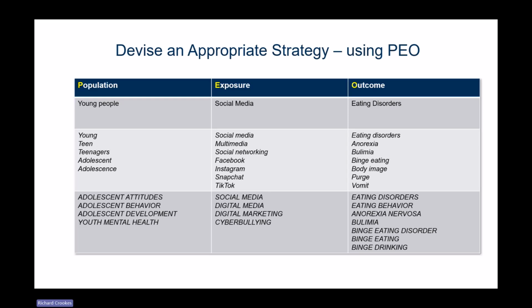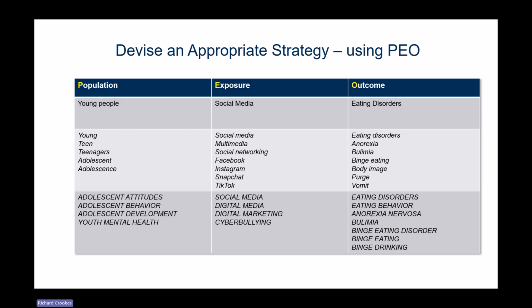With exposure, social media is quite generic. It could also be included in multimedia. There's also social networking. And then you have the specific apps like Facebook, Instagram, Snapchat, TikTok, and I believe Grok is now included there. And then outcome, eating disorders. Again, eating disorders is a general term, but you've got anorexia, bulimia specifically, binge eating, body image, purge, vomiting, and so on. And there may be more. This is not exhaustive. It's just like an initial start to identify what terms we should be looking for in answer to this question.